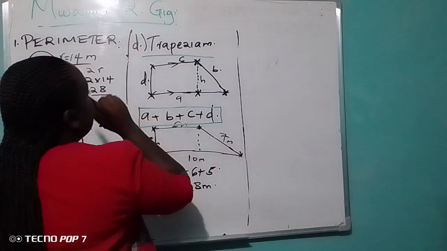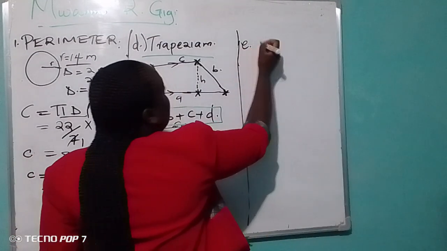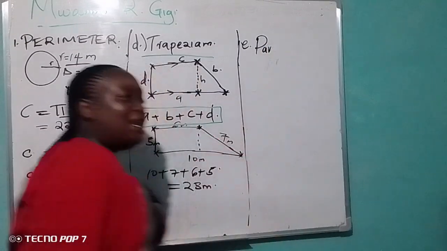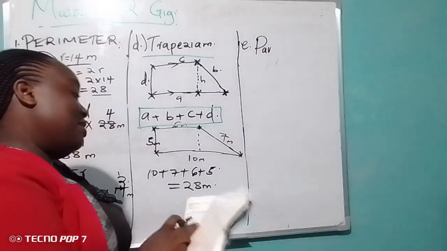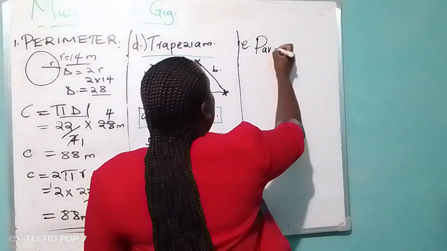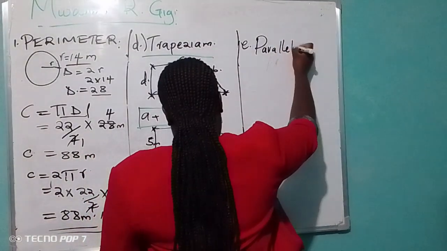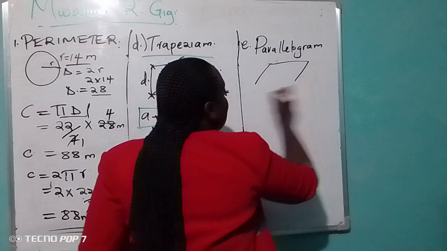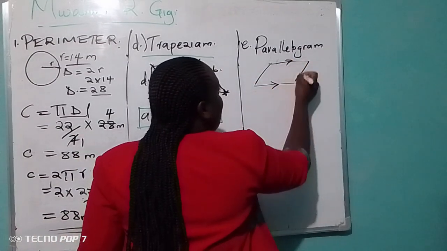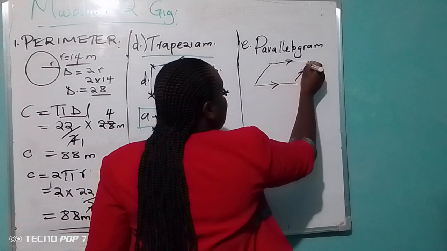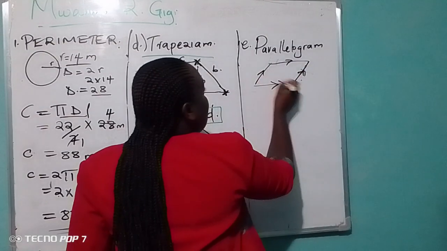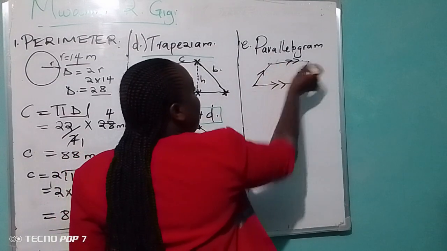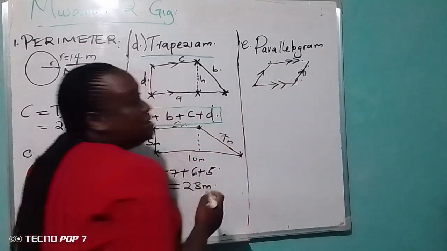So A, B, C, D, E. Tuko na kitu inaitwa parallelogram. Parallelogram. Hii ni yenye two sides that are parallel to each other. Hii iko parallel to that. Hii iko parallel moja, hii iko mbili. This side is parallel to this side. This side is parallel to this side.